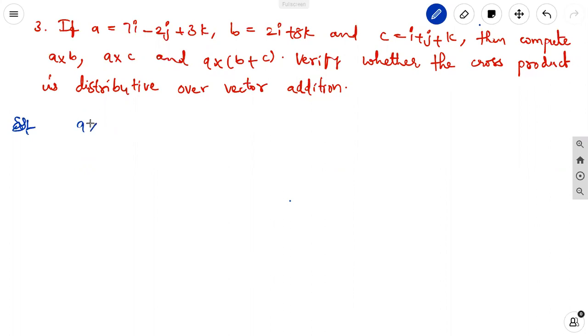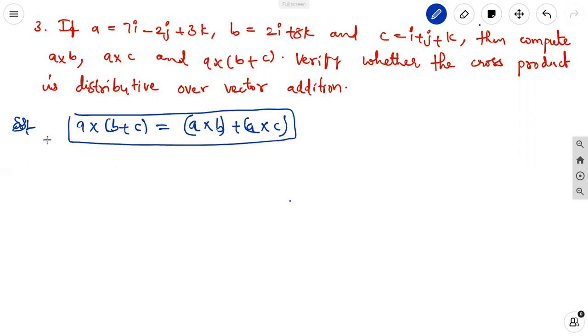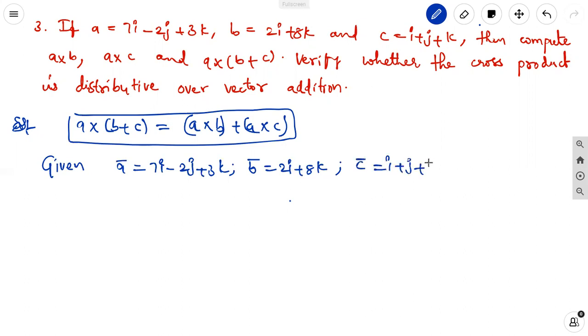We know that the distributive law is A cross (B plus C) equals A cross B plus A cross C. It is the left distributive law. This we can check. First, we have to write down what they have given, the vectors. Given A vector equals 7i minus 2j plus 3k, B vector equals 2i plus 8k, C vector equals i plus j plus k.